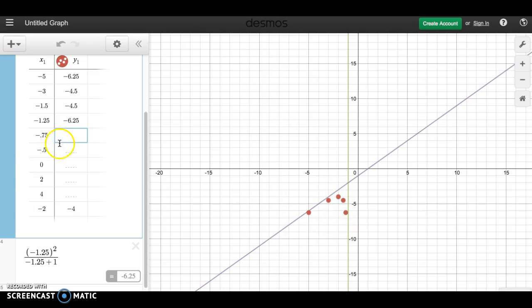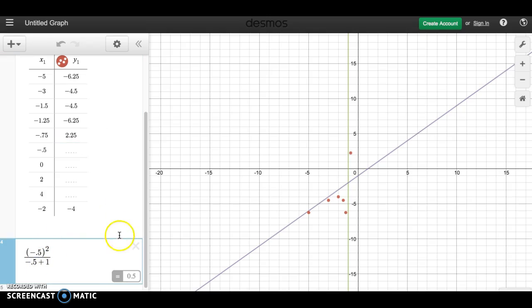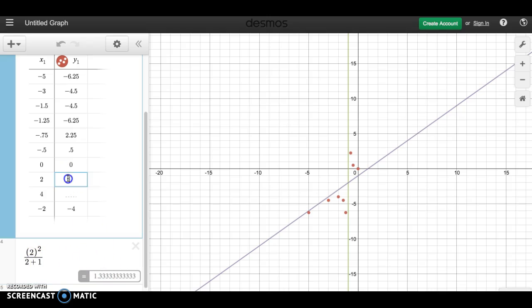So now we're going to jump over to the other side. We're going to put in -0.75. We get 2.25. -0.5, we get 0.5. We're going to throw in 0. We better get 0. I'll just show you just to make sure. 0, 0. What do you know? Okay, we're going to plug in 2, and we get 1.3 repeating. And the last number we're going to plug in is 4, and we get 3.2. So you can see this one is forming this pattern up here.